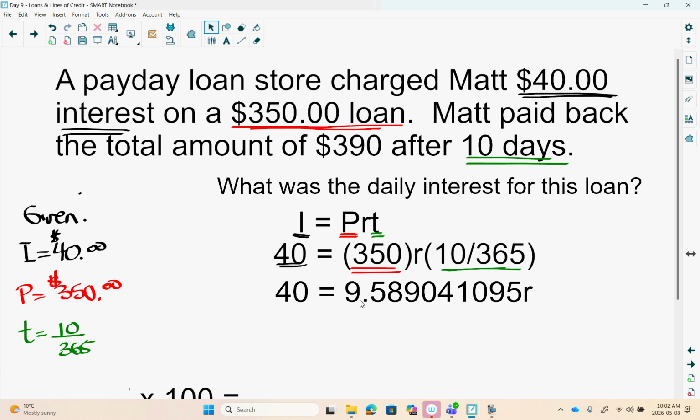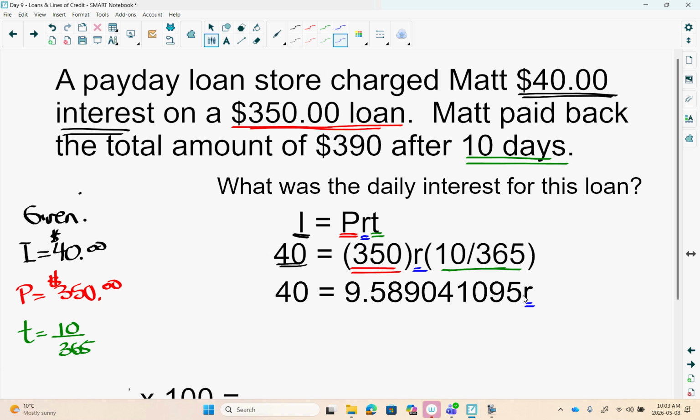Now the next line, let's understand how they got this. How did they get this big greasy decimal of 9.589041095? Anyone know what they did? What would you do with the 350 and the 10 and the divide 365? You could do this part first. You could go 10 divided by 365 and then multiply that by 350. Perfect. Or you could go 350 times 10 and then divide by 365. Does it matter? If I go 350 times 10 and then divide it by 365, there's the 9.589041096. If I said 10 divided by 365 and then multiplied by 350, I get the same number. So is everyone clear on how we got that number?